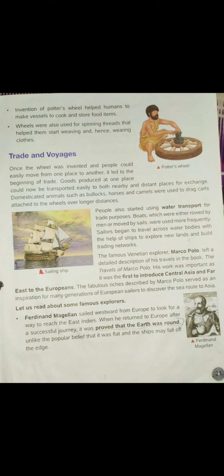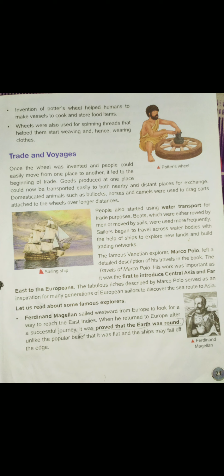Wheels were also used for spinning thread that helped them start weaving and hence wearing clothes. And also you know about the charkha, Gandhi's charkha. This is used in spinning threads, and with the help of wheels we can weave. And also the cloth industry uses the same techniques.